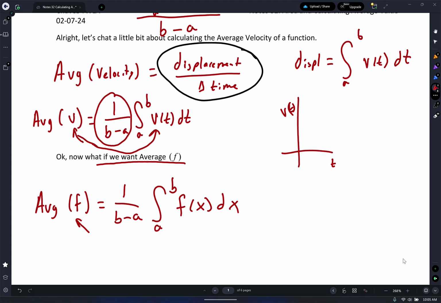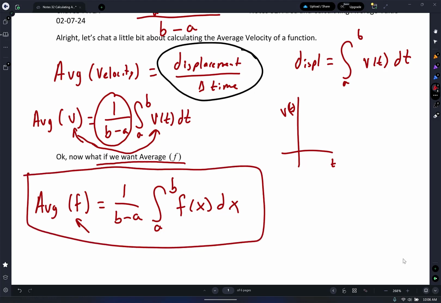Cool or not cool? Average acceleration, 1 over b minus a, integral from a to b of acceleration. Average r, 1 over b minus a, integral from a to b of whatever r is, r of x dx, r of t dt. Does that make sense, guys? So we're not robots. Do we know why it is this value? Like why this formula is this formula?